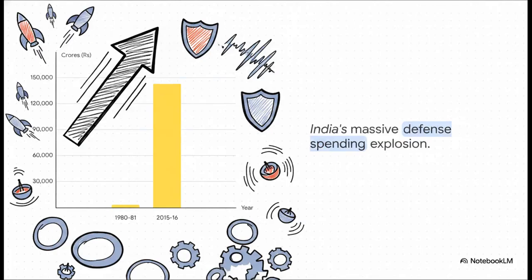And this brilliantly illustrates the scale of that change. Just look at this massive leap in India's defense expenditure. Back in 1980 to 81, it was roughly 3,278 crore rupees. Fast forward to 2015 to 16, and that bar absolutely explodes to over 143,000 crore rupees. It's serious visual shock value, right? It just goes to show how much external insecurity drives massive budgetary expansion over just a few decades.